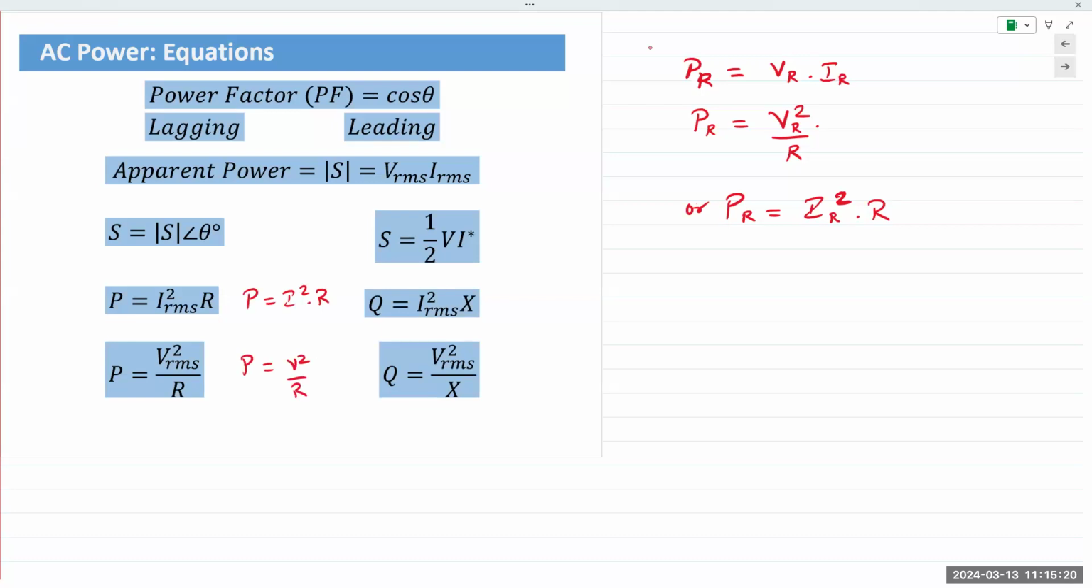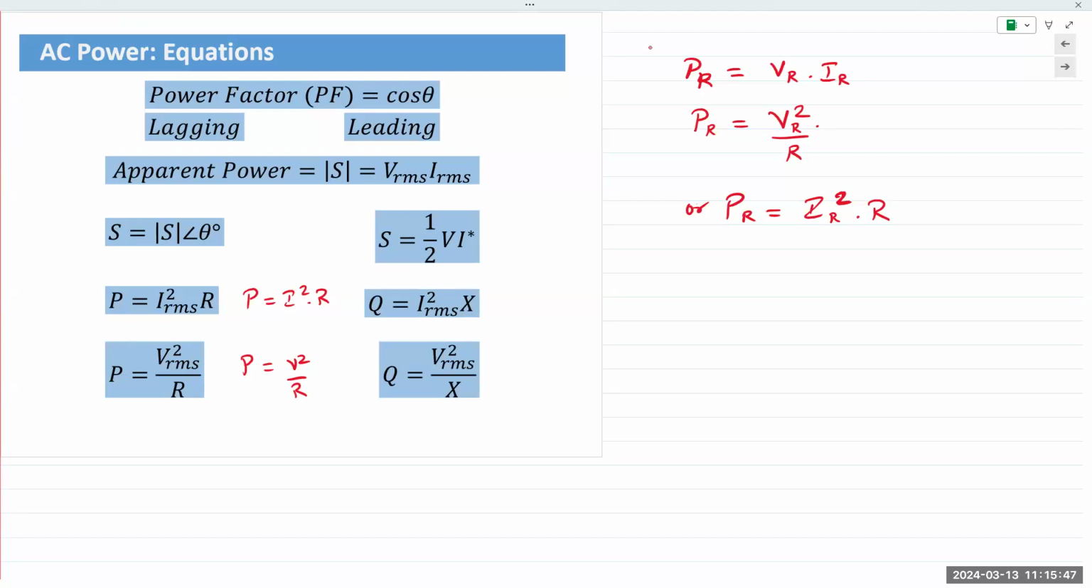And because we are talking about average power, it is the RMS values of the voltage and the current. So it is V RMS squared over R and I RMS squared times R for a resistor. The same equations as applied to an inductor and capacitor would simply substitute the resistance with the reactance, X.